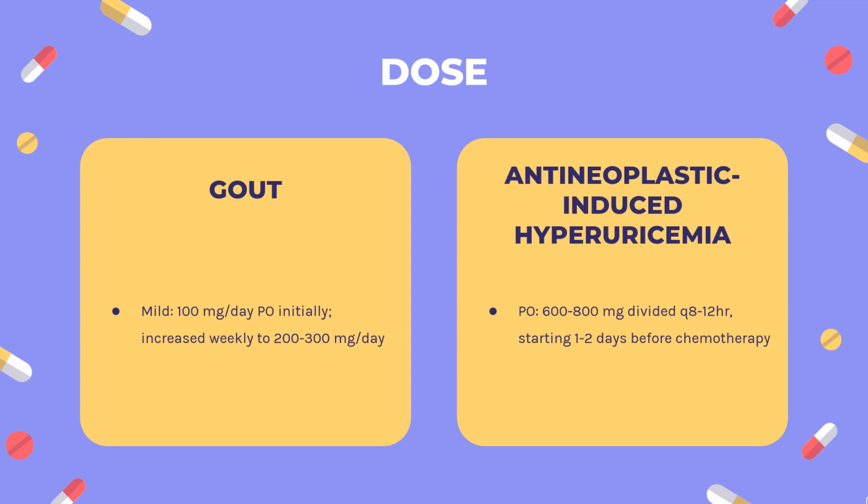IV, 200 to 400 mg/m²/day, not to exceed 600 mg per square meter per day, may administer as a single infusion or in equally divided doses at 6, 8, or 12-hour intervals beginning 1 to 2 days before chemotherapy.